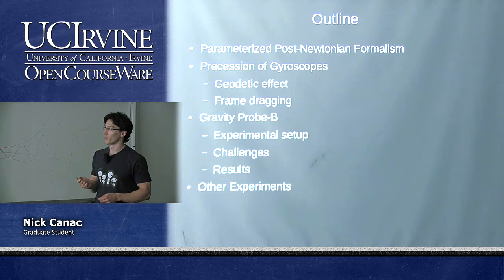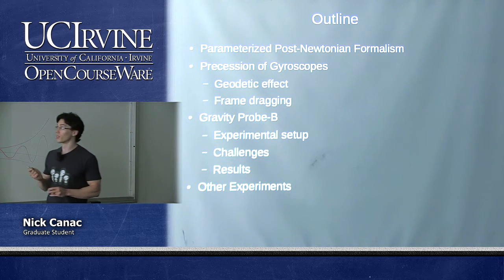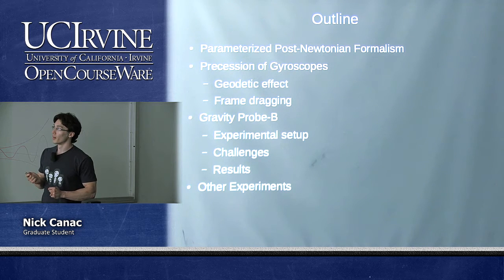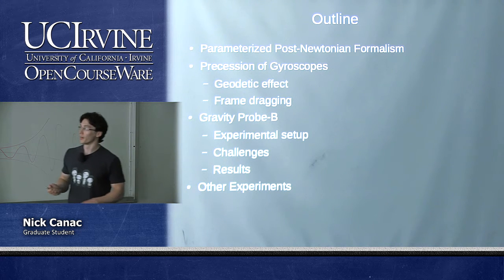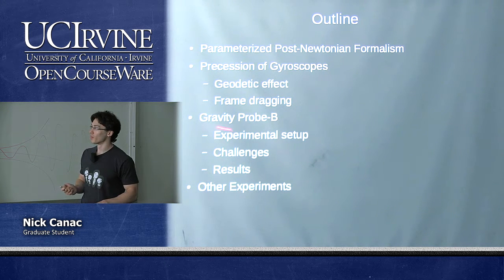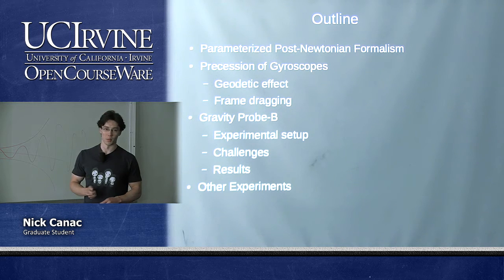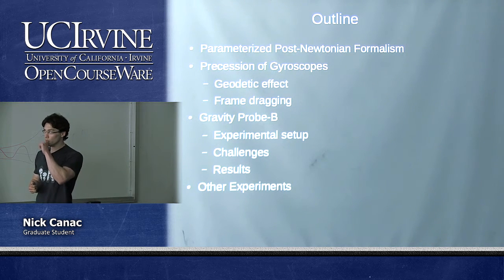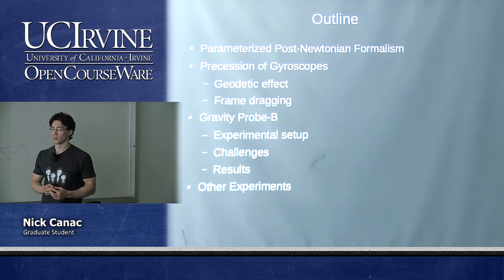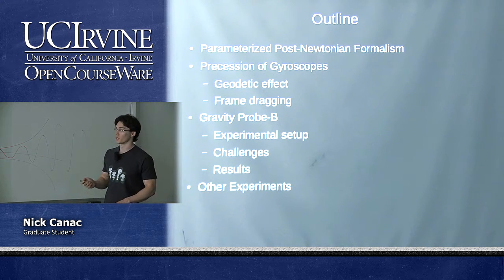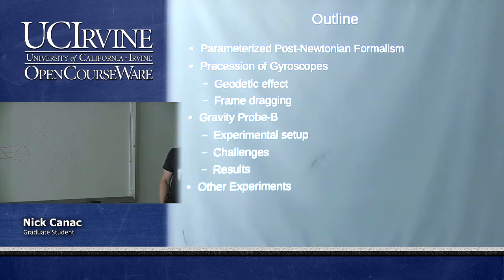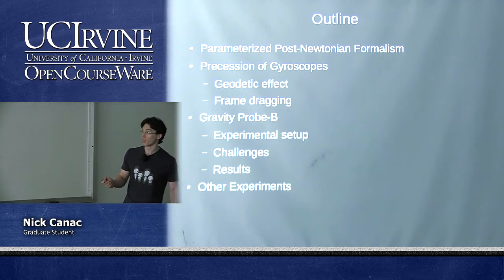And then I'm going to talk about the precession of gyroscopes using this formalism. In particular, there are two effects. It's called the geodetic effect and then the frame dragging effect. And then I'll focus particularly on one experiment, which is called Gravity Probe B. I'll go over the experimental setup, some of the challenges they faced, and the results that they came up with. And then finally, I'll just mention a few other experiments that have tried to measure the frame dragging.